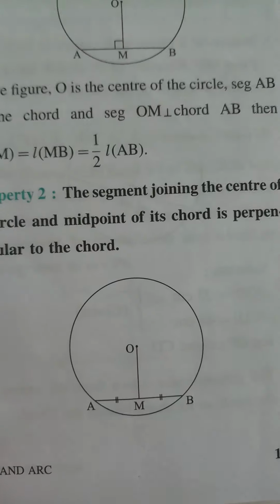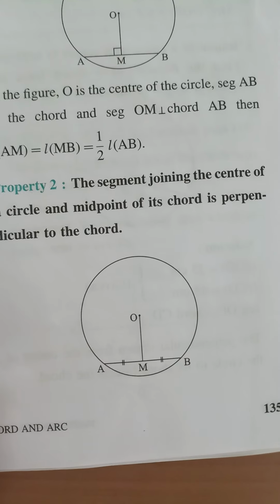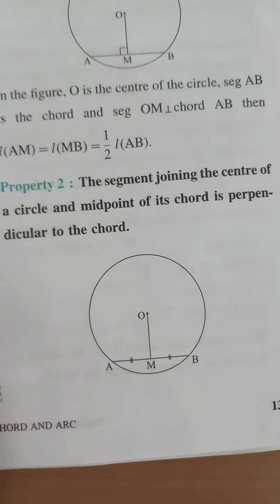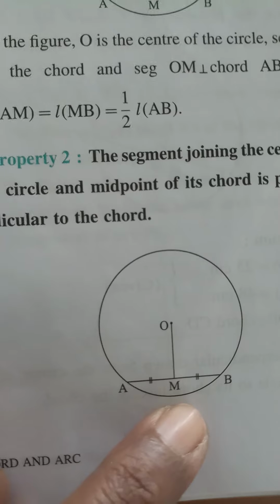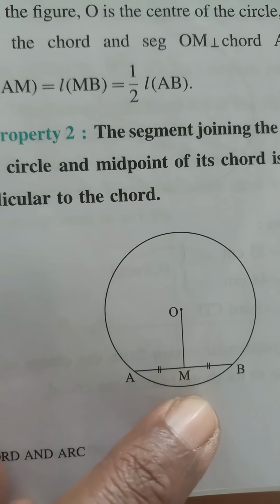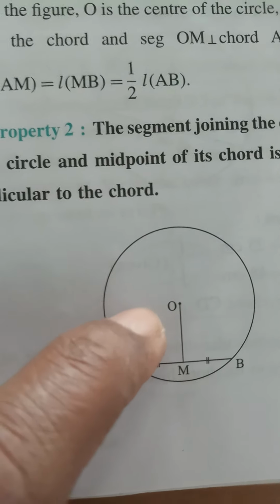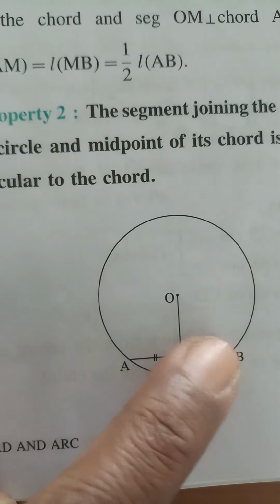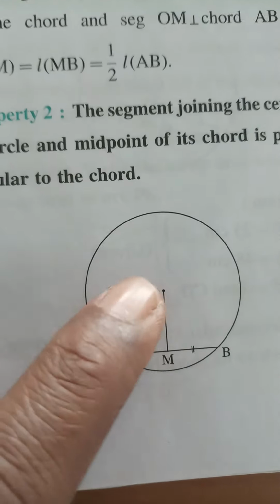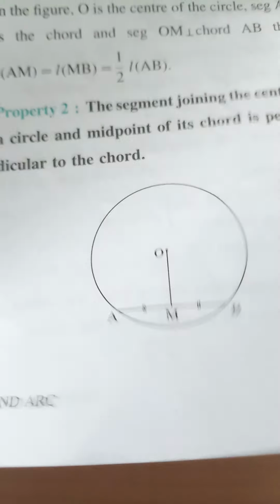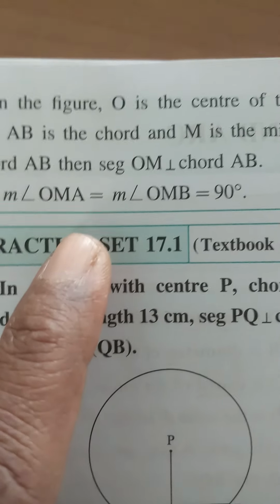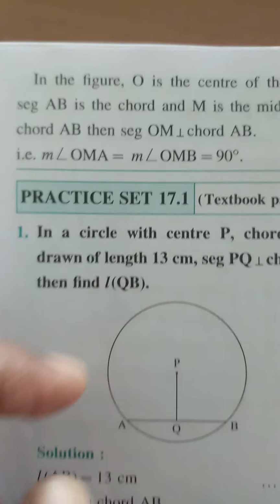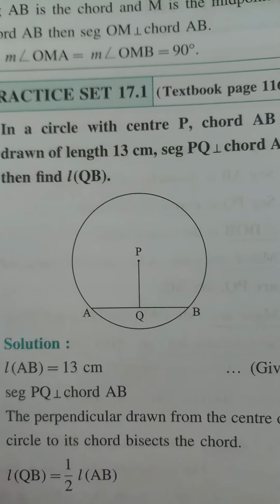And the second statement, which is exactly opposite of the first statement: the segment joining the center of the circle and the midpoint of the chord is perpendicular to the chord. Now see, M is the midpoint of the chord, and O is the center of the circle. The segment joining the center and the midpoint of the chord is perpendicular to the chord, meaning segment OM is perpendicular to the chord AB. That is, angle OMA is equal to angle OMB is equal to 90 degrees. Now in the next video we will study practice set 17.1.